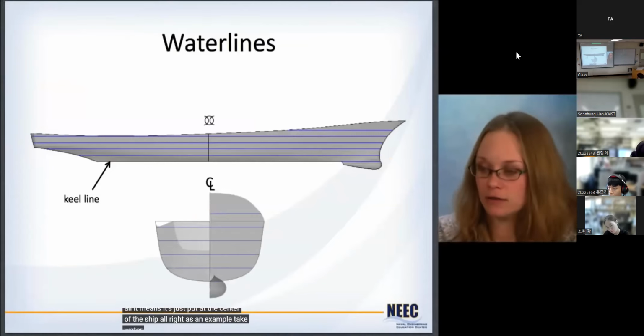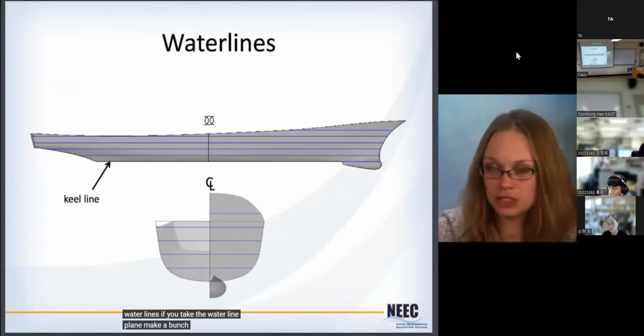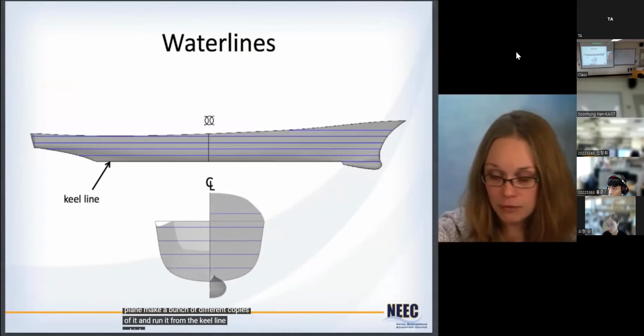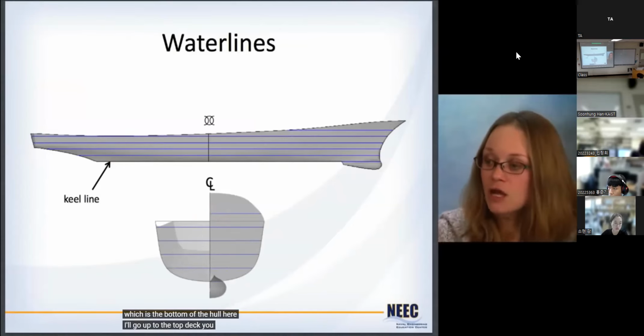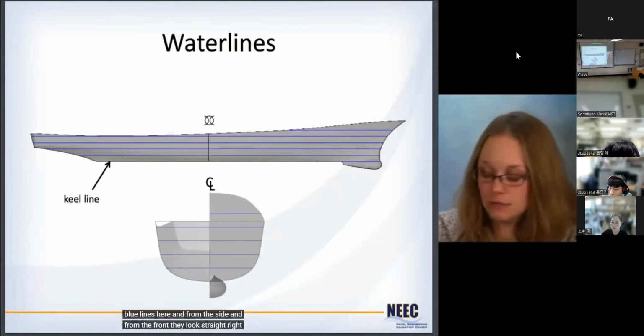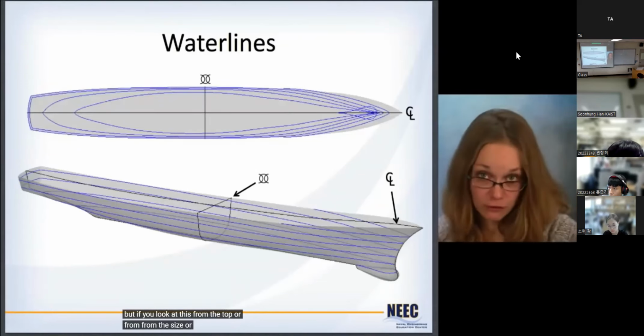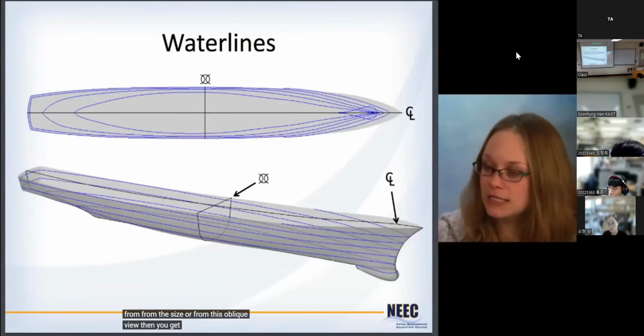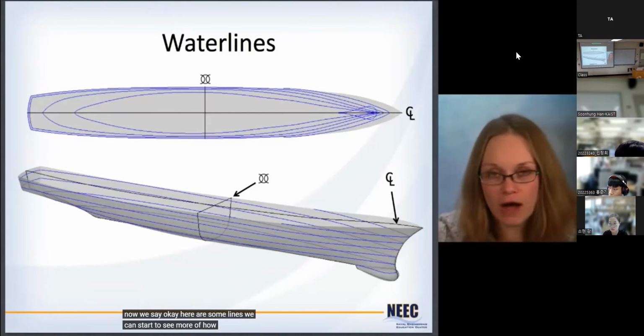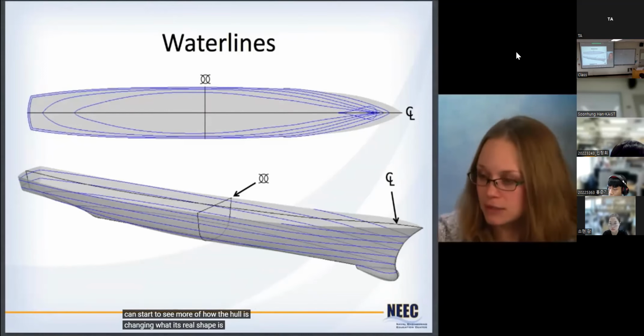Right. As an example, take waterlines. If you were to take the waterline plane, make a bunch of different copies of it, and run it from the keel line, which is the bottom of the hull here, all the way up to the top deck, you get these blue lines here. From the side and from the front, they look straight, right? Because they are horizontal slices of the hull. But if you look at this from the top or from an oblique view, then you get a sense for the curvature of the ship as it changes from the keel all the way up to the top decks. And so now we say, okay, here are some lines. We can start to see more of how the hull is changing, what its real shape is here.